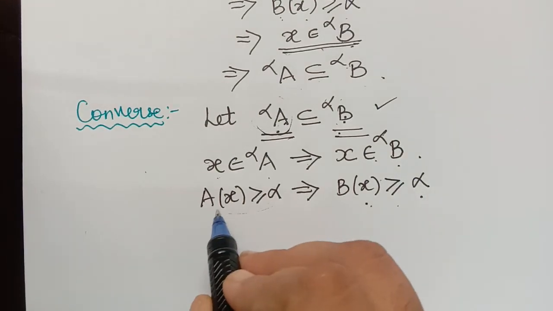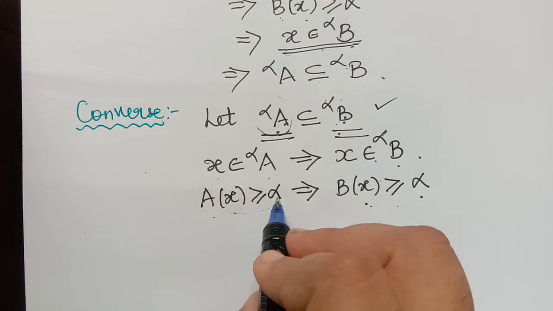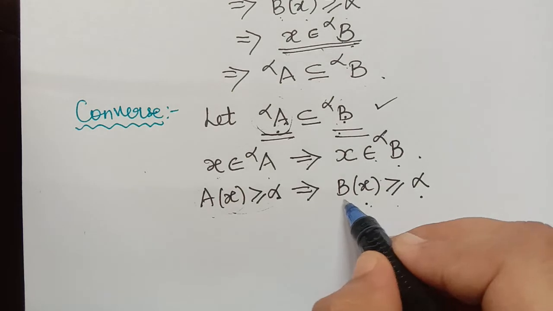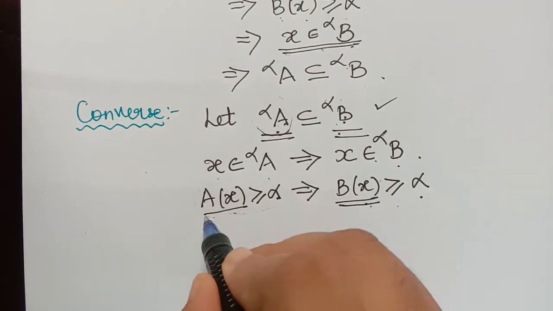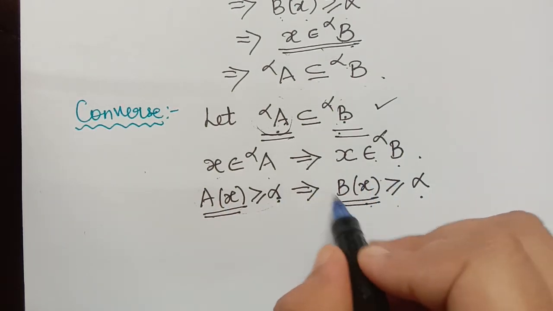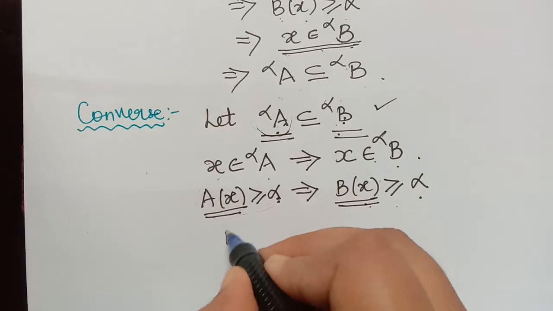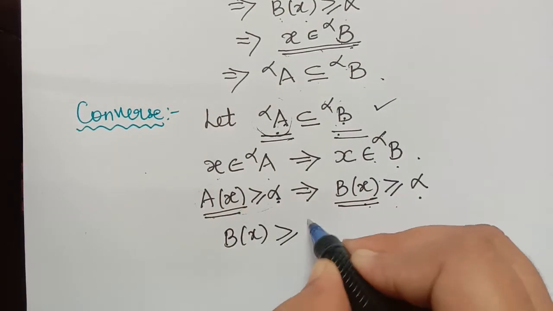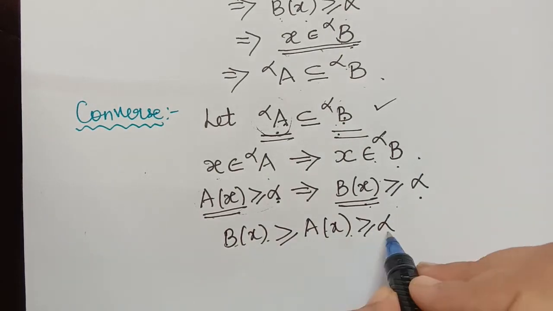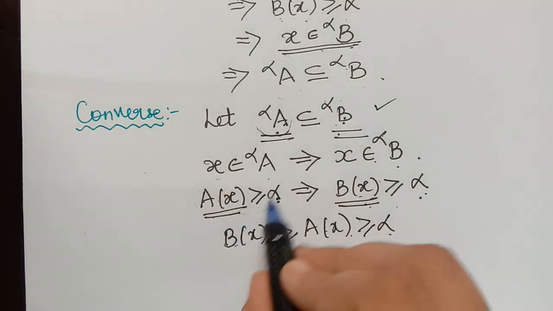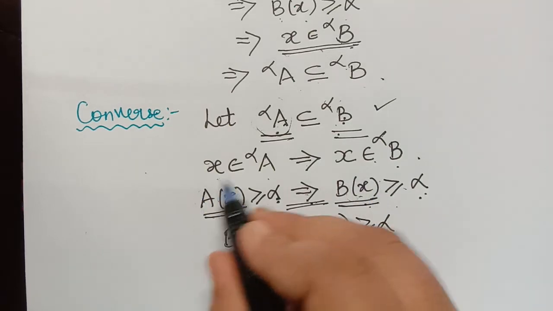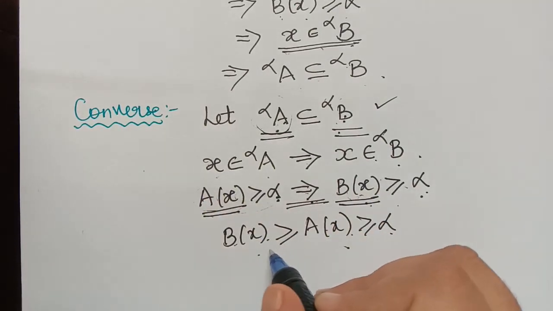So now A of X is greater than or equal to alpha implies that B of X is greater than or equal to alpha. Then definitely in that case B of X will be greater than or equal to A of X, because if A of X is greater than or equal to alpha and it is implying that B of X is greater than or equal to alpha, this can happen only if B of X is greater than or equal to A of X. So because of this implication we say that B of X is greater than or equal to A of X.